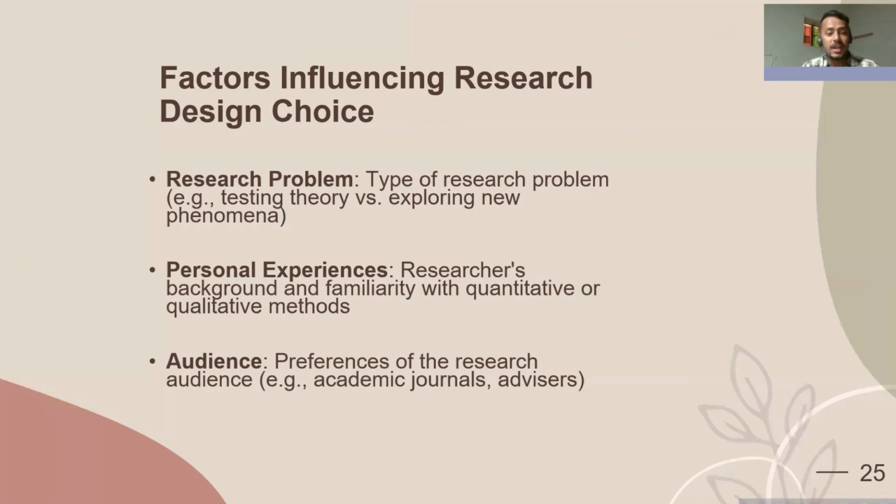Now I will discuss factors influencing research design choice. The factors include several things such as the research problem, personal experience, and audience. A research problem is an issue or concern that needs to be addressed. Certain types of social research problems call for specific approaches.